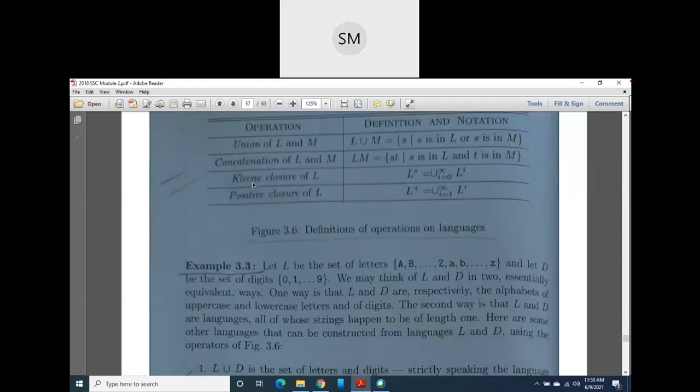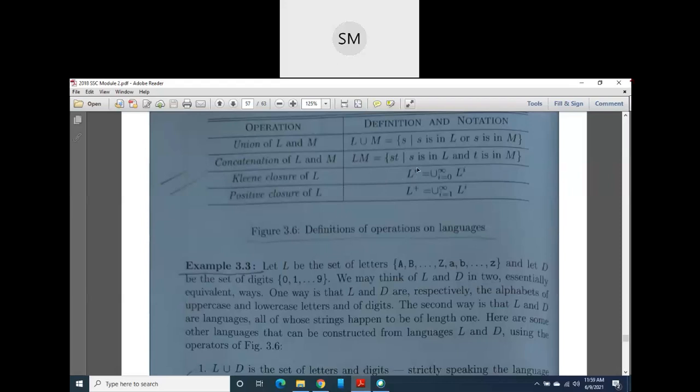Kleene is the name of the mathematician. Because of that, this operation is named after him: the Kleene closure, which is indicated by the star symbol on top of our language notation L. L star means it is a Kleene closure, which always indicates 0 or more.